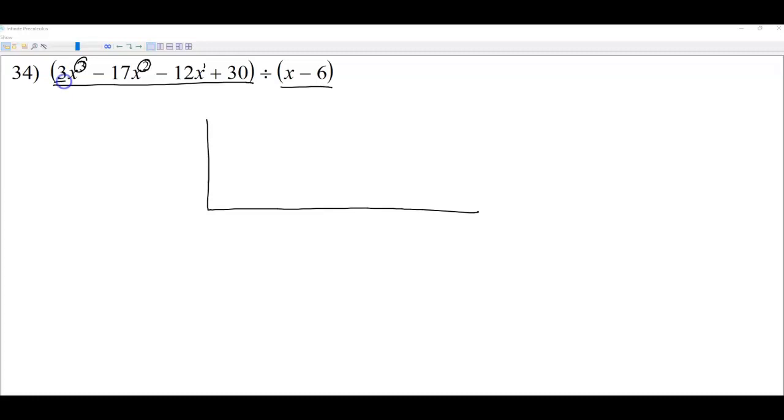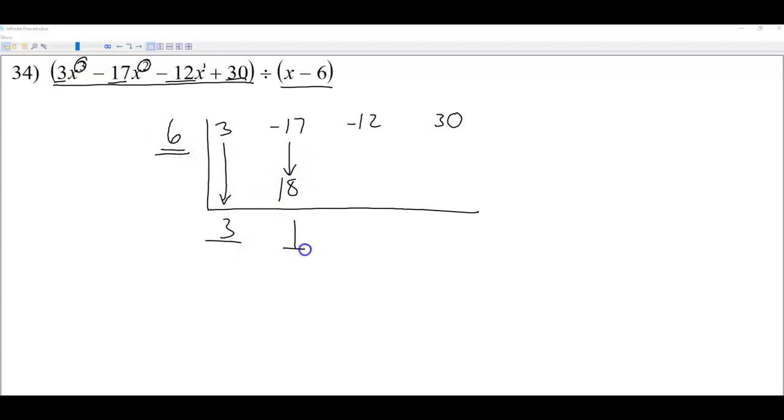What we do is we put the coefficients in the box here at the top. So it's going to be 3, negative 17, negative 12, and 30. We don't really care about the x's. Next, we're going to put this number in the front, but with the opposite sign. So instead of a negative 6, I'll put a 6. After that, we go through a repetitive process. The first thing we do is bring this 3 down. We multiply the 6 by the 3. And then we add these together.